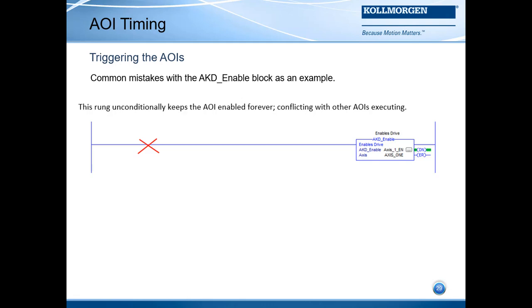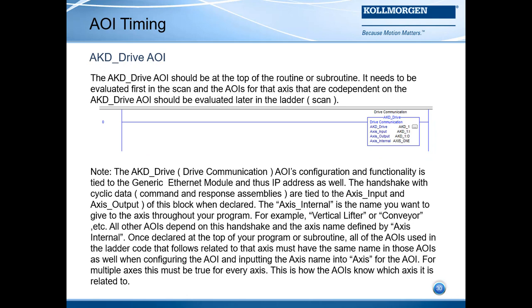In this example, it's always on, unconditionally enabled forever, and this would also cause conflicts if you tried to trigger another add-on instruction. It is best practice to have the AKD drive add-on instruction at the top of the routine or subroutine. It needs to be evaluated first in the scan, and the add-on instructions for that axis that are codependent on the AKD drive add-on instruction should be evaluated later in the scan. You'll notice in our sample project we put it at rung 0.